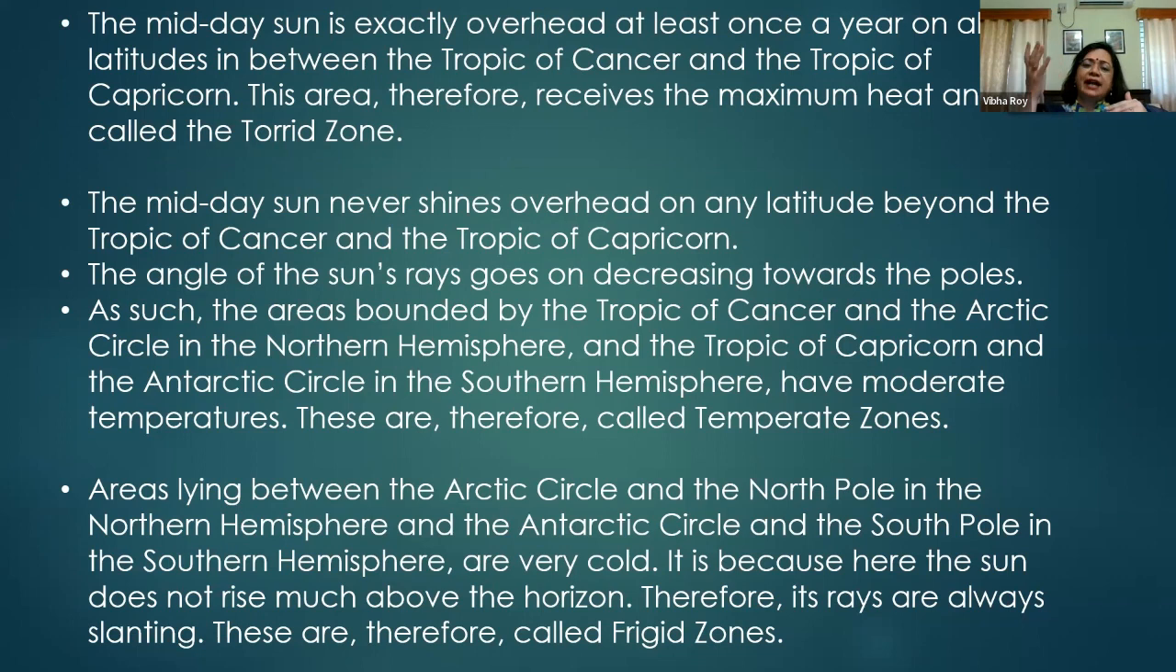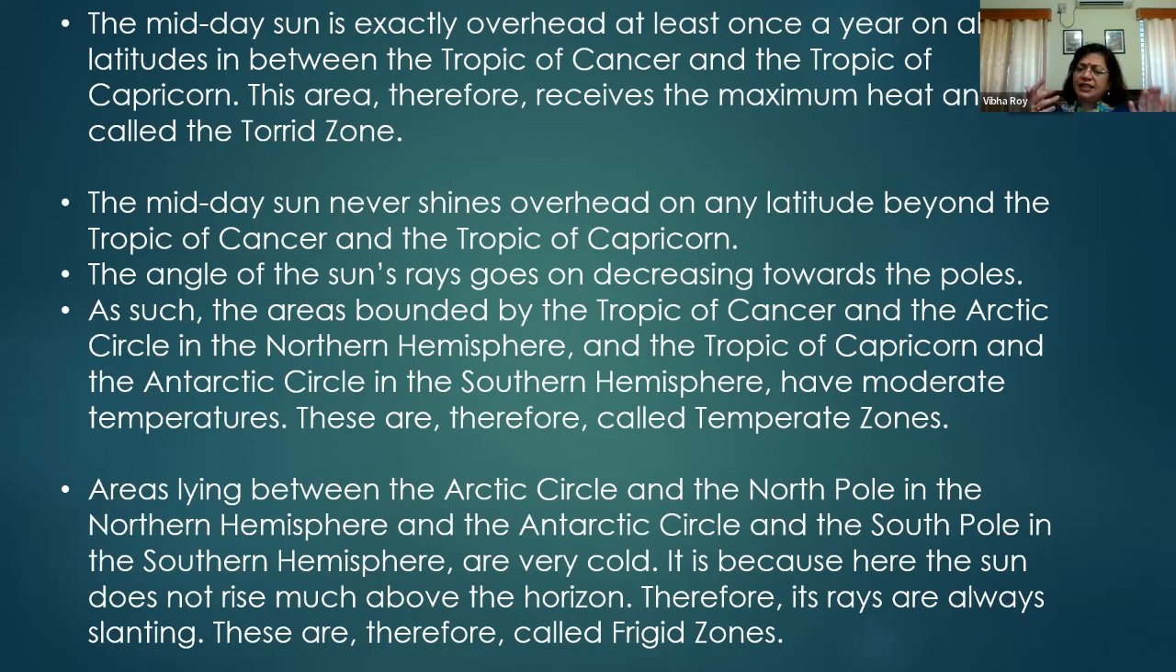But beyond the Tropic of Cancer and Tropic of Capricorn, the midday sun never shines overhead on any latitude. So the angle of the sun's rays goes on decreasing towards the poles. That is why as you move away from the equator, it becomes cooler and cooler. The areas bounded by Tropic of Cancer and Arctic Circle in the Northern Hemisphere and the Tropic of Capricorn and the Antarctic Circle in the Southern Hemisphere have moderate temperature, neither very hot nor very cold. These are therefore called temperate zones.